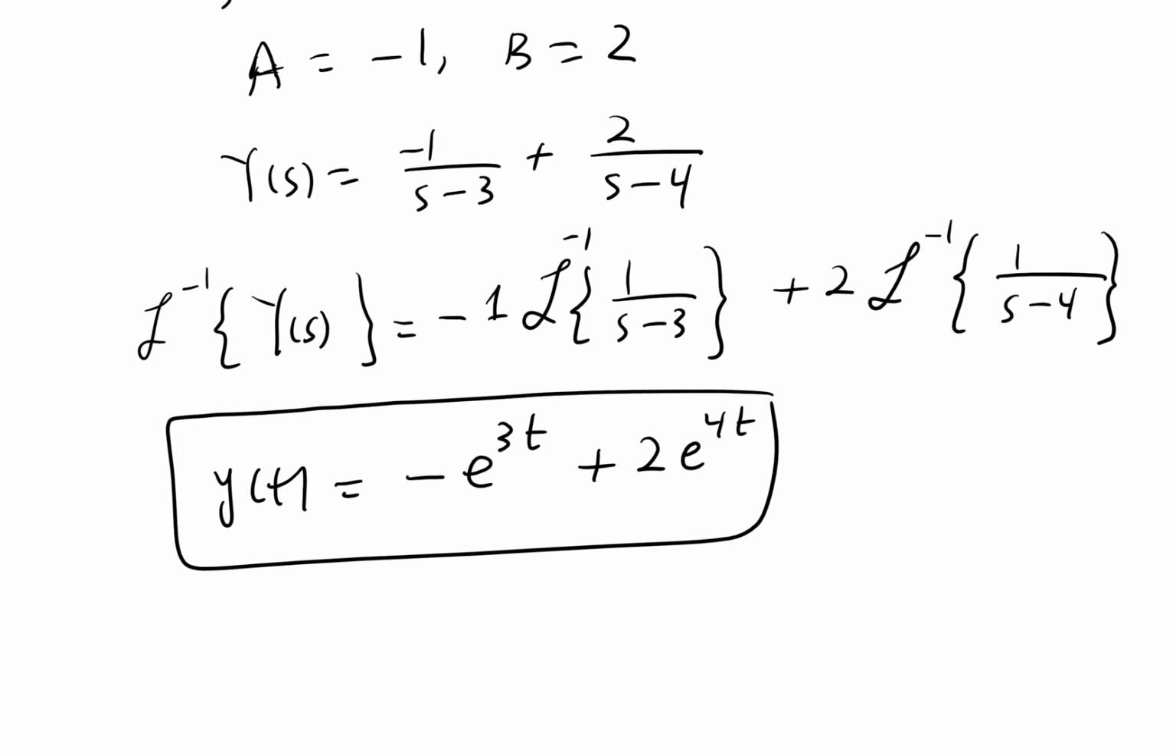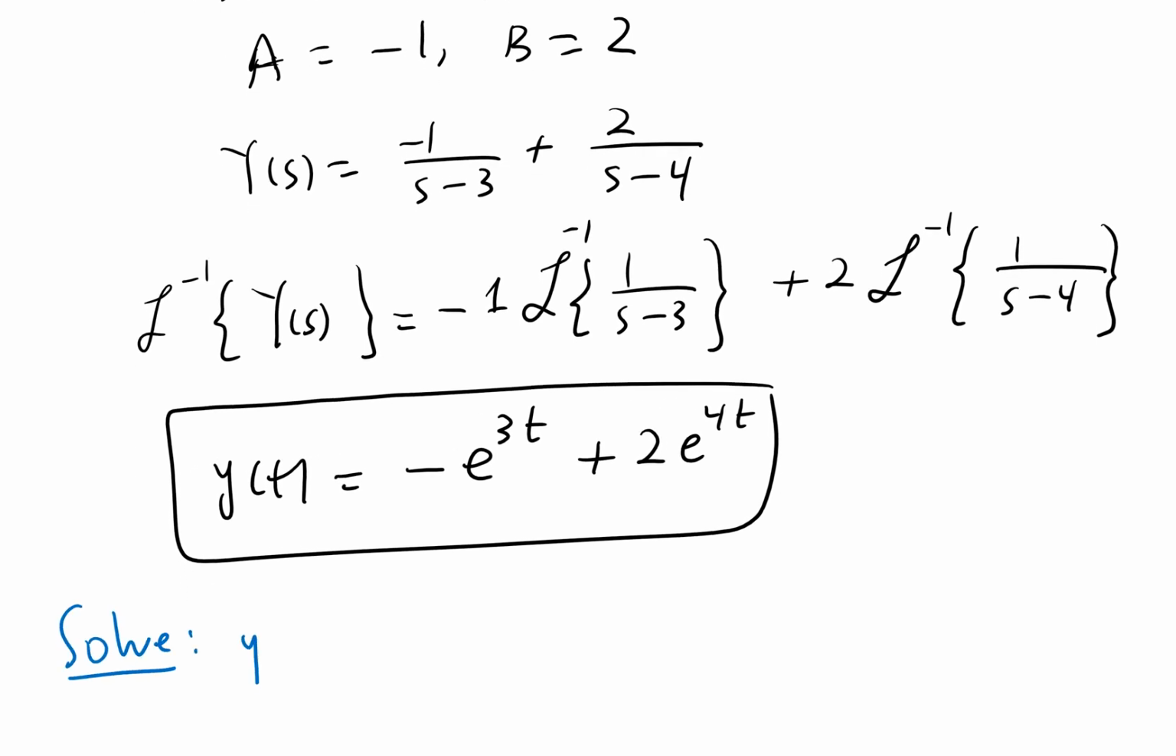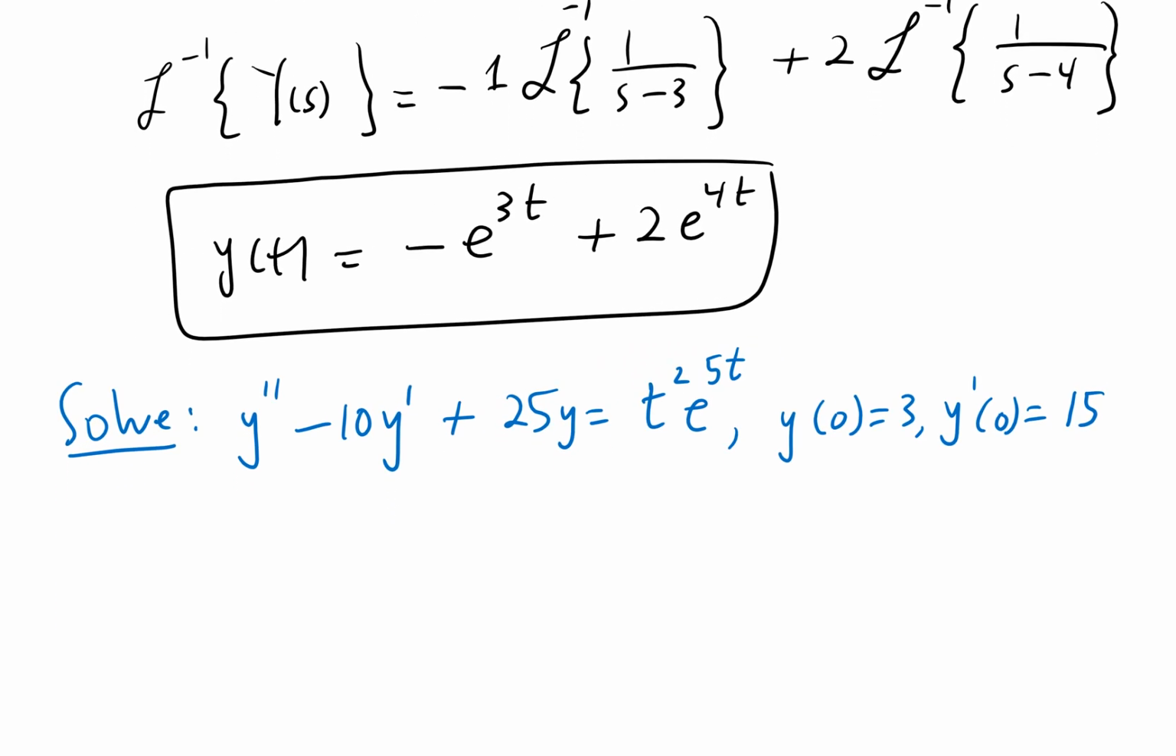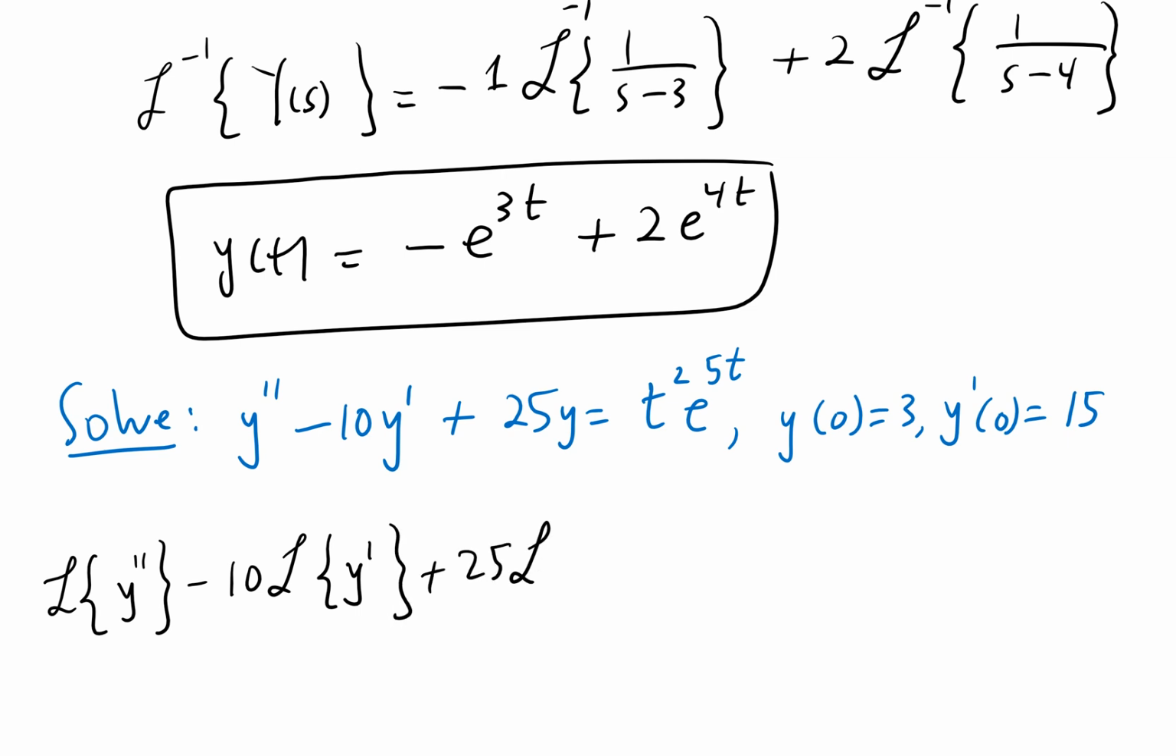Let's look at another example. Let's say we're asked to solve y double prime minus 10y prime plus 25y equals t squared e to the 5t, with the initial conditions y of 0 is 3 and y prime of 0 is 15. So how do we start with this? Well, again, take the Laplace of each term by linearity of the Laplace transform, which gives the Laplace of y double prime minus 10 times the Laplace of y prime plus 25 times the Laplace of y equals the Laplace of t squared e to the 5t.